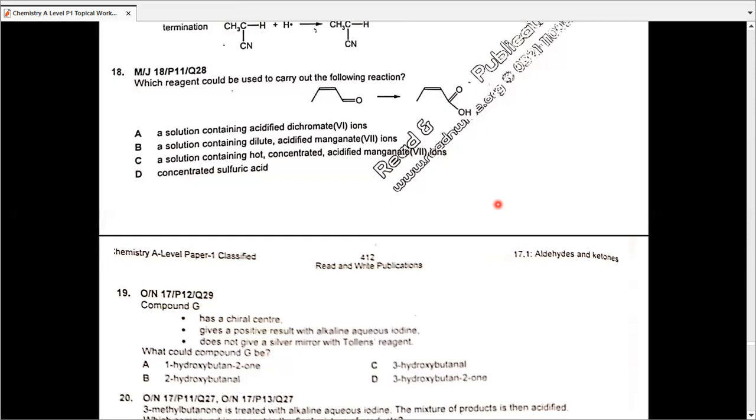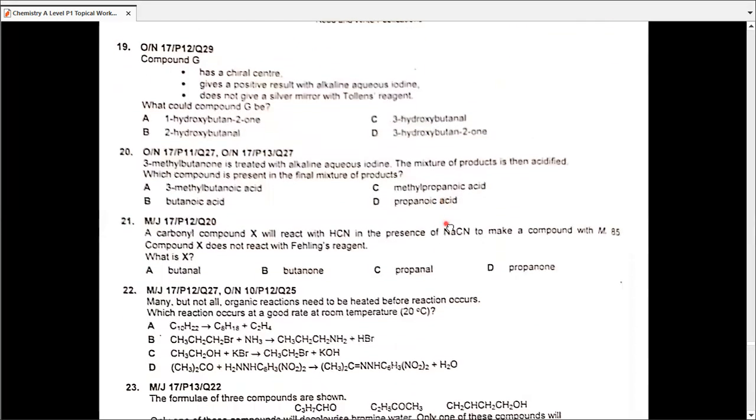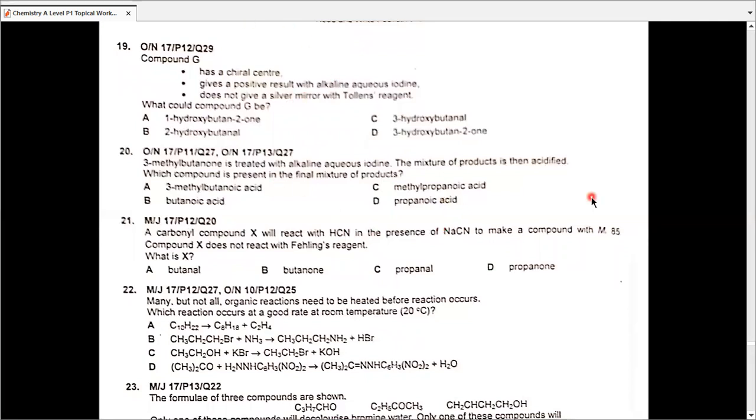This would be alpha. 18. Perfect. 19. Is that a repetition? No, it isn't. Delta. Perfect. 20.